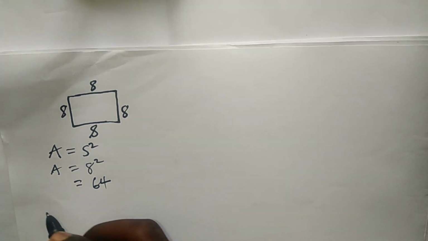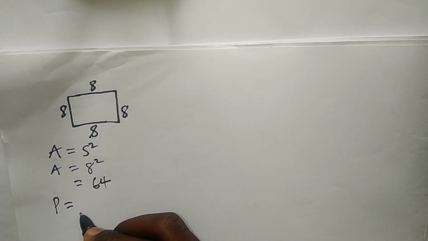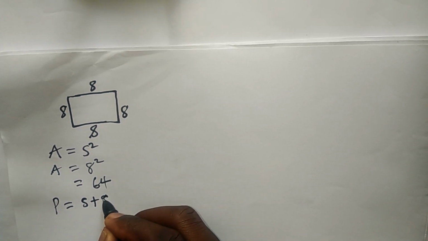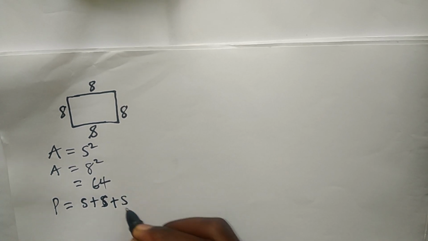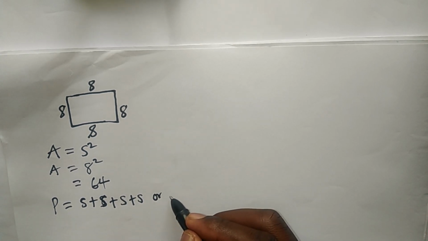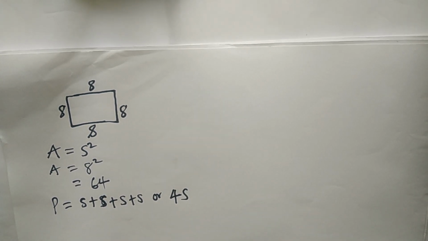Now, what about the perimeter of the square? The perimeter of the square, you can either say s plus s plus s plus s, or you can say 4 times s. All of them are still the same thing. So if we use 4 times s, we're going to say 4 times 8, which is going to be equal to 32. So this is the perimeter of this particular square.